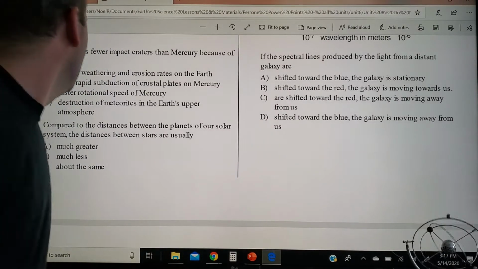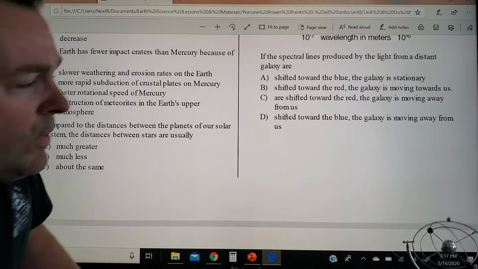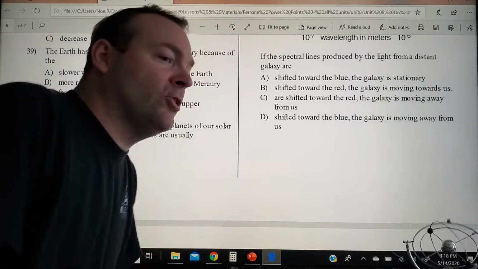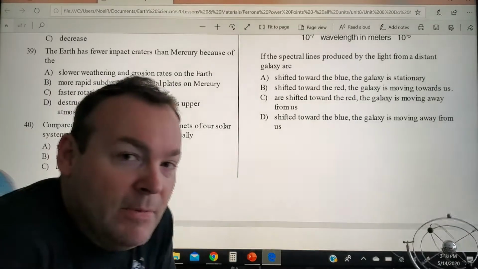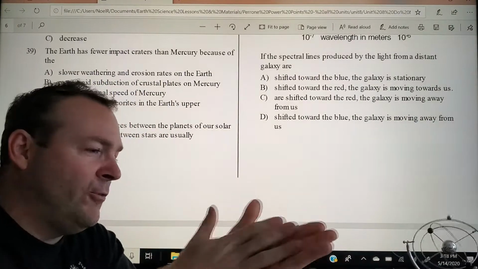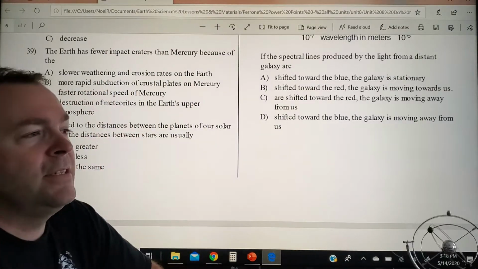Okay. So number 39 here, it says the Earth has fewer impact craters than Mercury because, well, remember, same thing with the Moon. The Moon has a lot more impact craters than the Earth, and the big reason there, the Moon has no atmosphere, right? So as the meteors are coming in, there's no atmosphere to generate friction and heat to burn up that meteor, so they just hit. Same thing with Mercury.